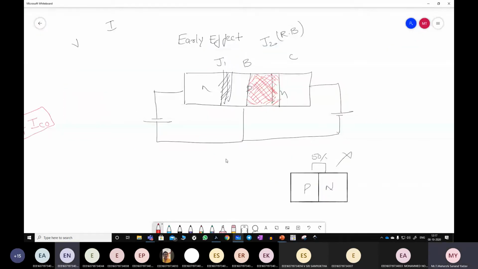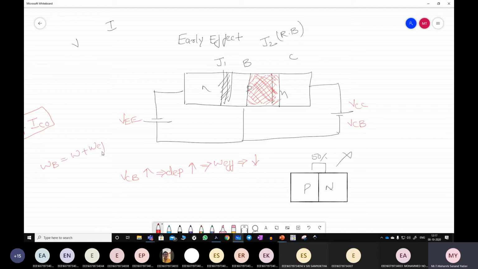These points are very important. This is V, but here you consider VE. This is nothing but VCC, or else you can consider this as VCB also. If VCB increases, depletion region width will increase. If depletion region width increases, W effective will decrease. Why? Because the total width of the base is nothing but W plus W effective. So as W effective is reducing, I'm considering this portion as W effective.